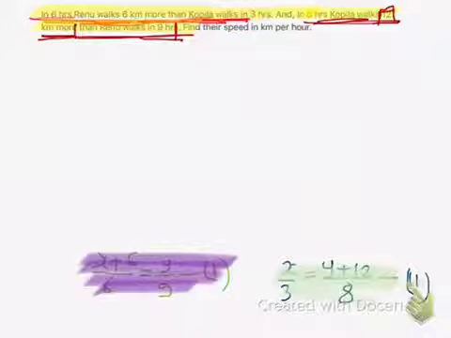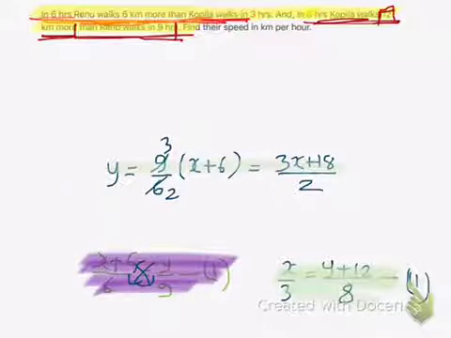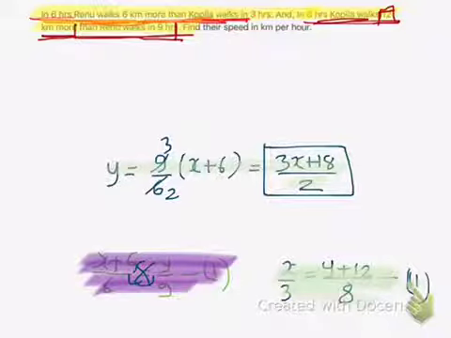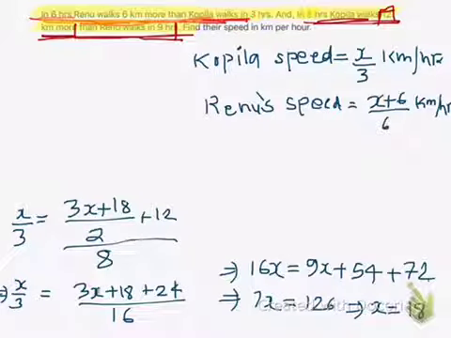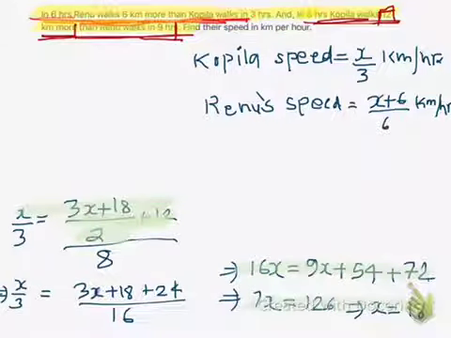Now let us solve our first equation by cross multiplication. We get the value of y in terms of x, so y equals 3x plus 18 divided by 2. Now let us substitute the value of y in our second equation. On substituting the value of y equals 3x plus 18 divided by 2, we get the value of x to be 18.